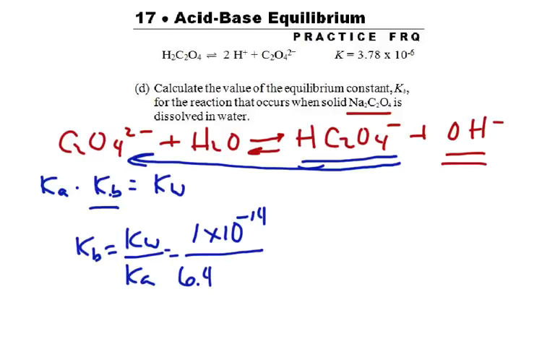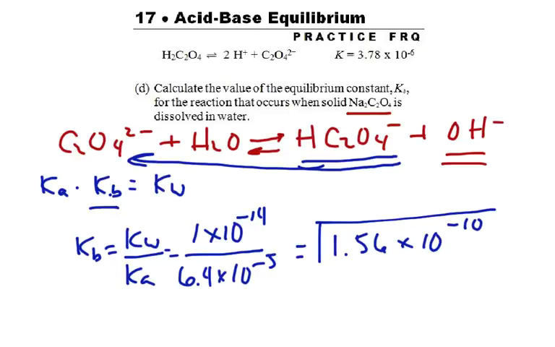6.4 times 10 to the negative 5. And when we calculate that, we get 1.56 times 10 to the negative 10. And that's this problem.